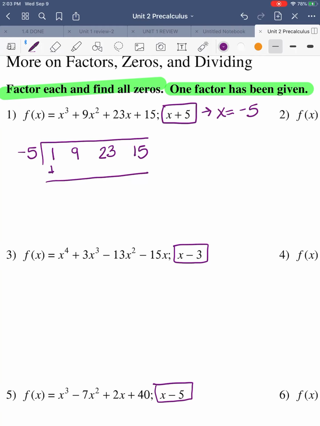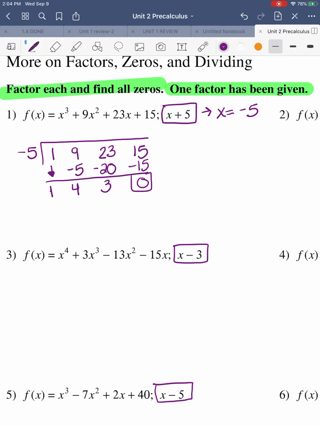You bring down the 1. You multiply by negative 5, and you put it there. You add them, and you get 4. You multiply by negative 5, and you get negative 20. You add them, and you get 3. You multiply by negative 5, you get negative 15, and if you add them, you get obviously 0 because we are saying that negative 5 was a 0.